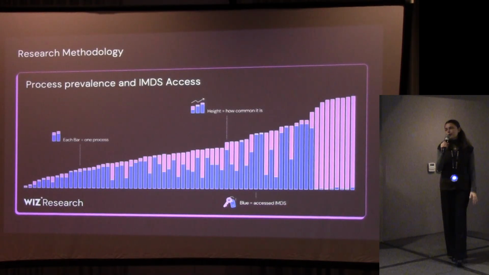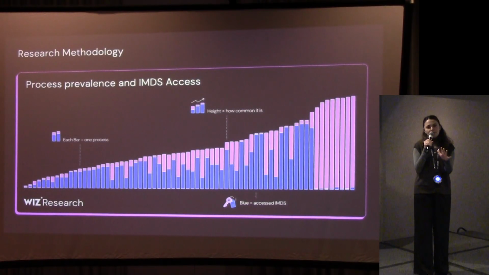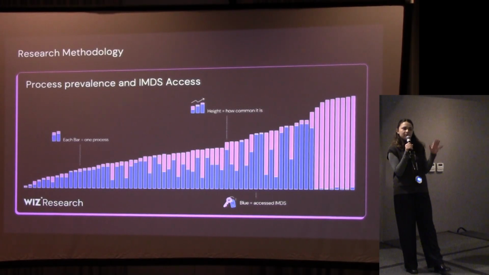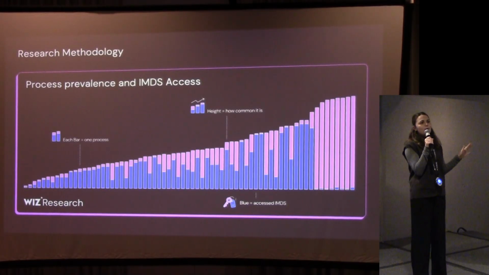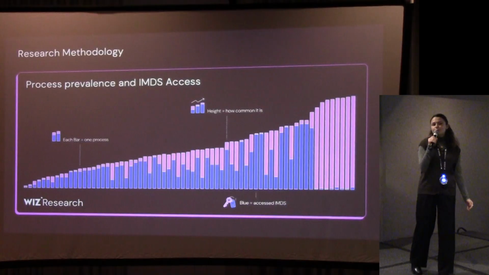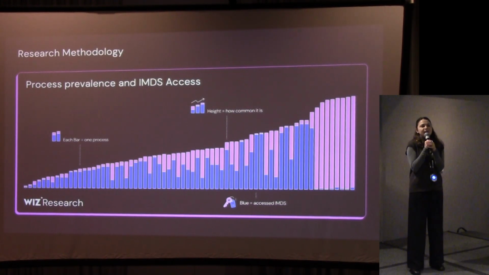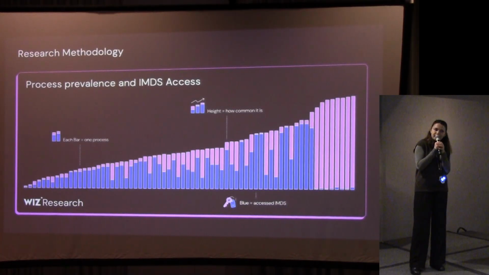So as I said, we had a pretty simple hypothesis. If a process that normally never talks to IMDS suddenly starts doing so, that's suspicious. Maybe it's a legitimate library update, or maybe it's exploitation. But either way, it deserves a closer look. So to test that, we collected telemetry from thousands of environments, tracking which processes access IMDS in runtime. Using that data, we built what we call a process prevalence graph.